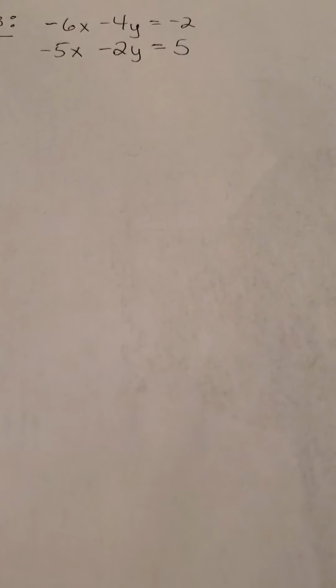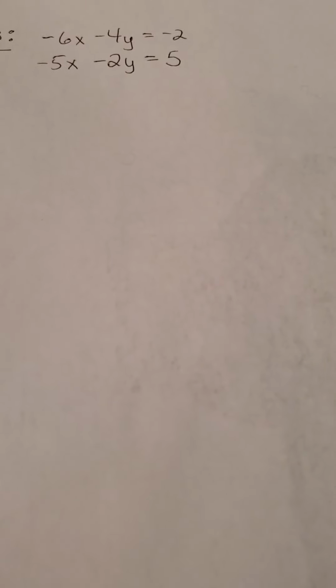Okay, one more example here where we got to multiply and we have same signs already. So I got -6x minus 4y equals -2, and -5x minus 2y equals 5. This time I'm going to get rid of my y's. And look, if you notice, they're the same sign. And I got to get them to be the same coefficient.